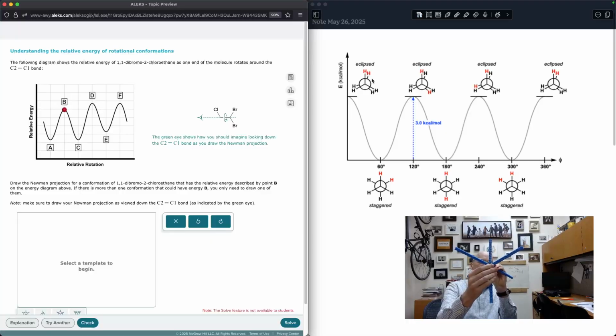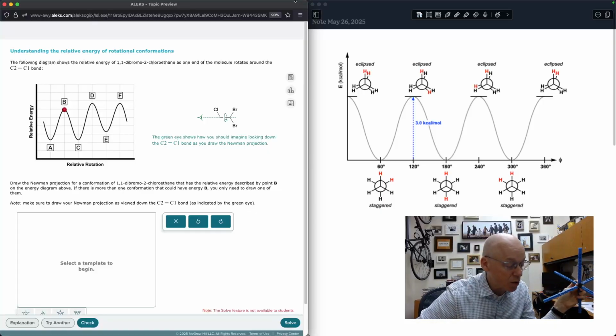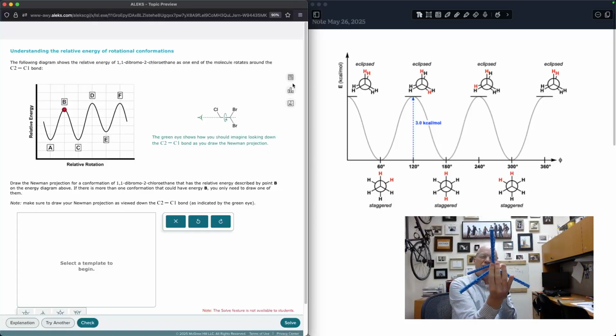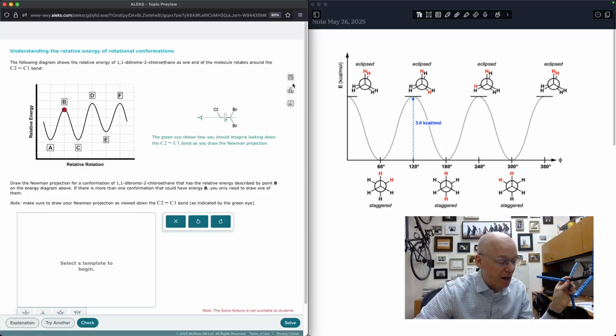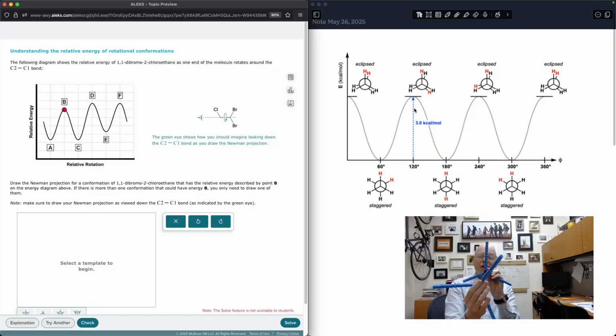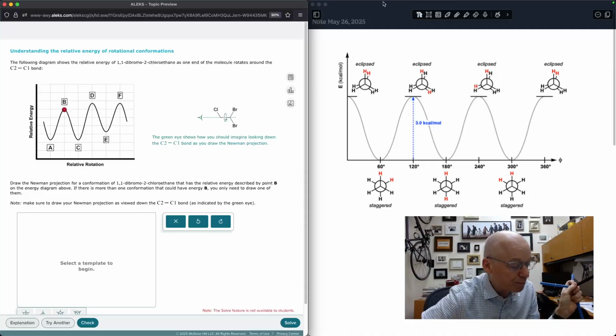You probably already got that from your homework. That's staggered, and can you see as it rotates 60 degrees, this is 0 degrees, 60 degrees, 120 degrees, 180, right? And as it's rotating, the energy is going down and then back up, because it goes from eclipsed to, whoa, staggered. That's awesome. And then it goes back up to eclipsed as it keeps rotating. Staggered, eclipsed, and so on. It's going up and down.